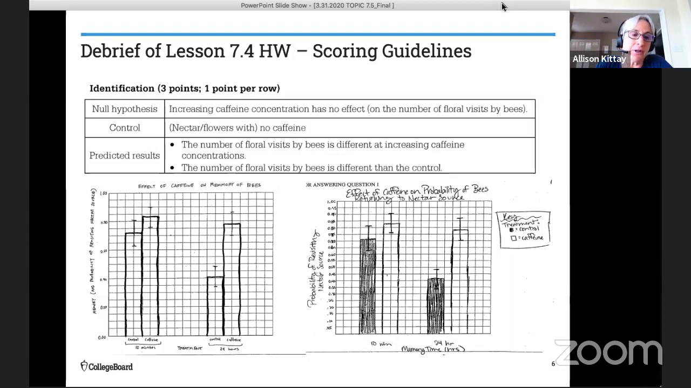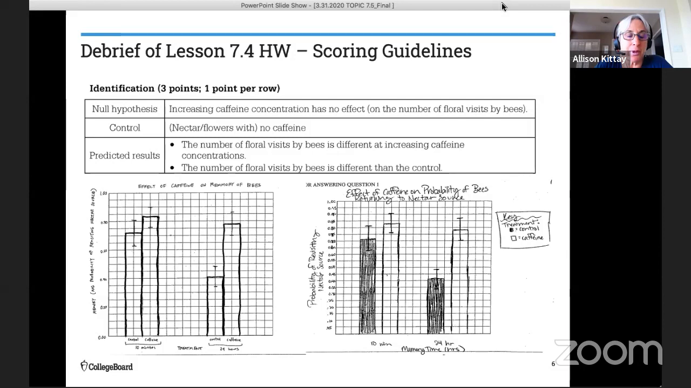So let's take a look at the graph on the left first. You can see that the dependent variable on the y-axis is memory, or the average probability of revisiting the nectar source. And then the x-axis is the independent variable, and it is the treatment. And the first student showed both the control and the caffeine next to each other at 10 minutes, and then the control and the caffeine treatment at 24 hours. You can also see that the student correctly used the plus or minus 2 standard errors of the mean by showing those error bars. And there's a lovely title on this graph as well, the effect of caffeine on memory of bees.